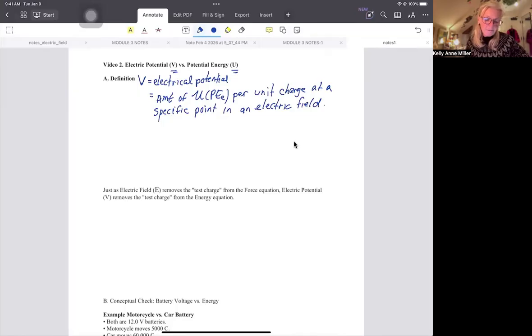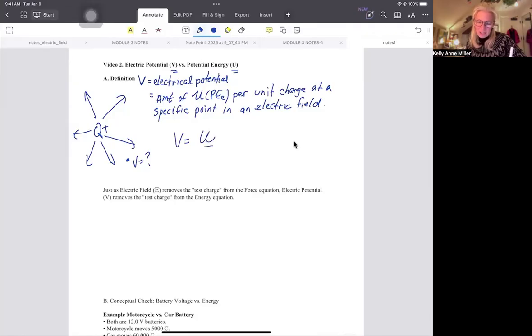Like we might have an electric field that is created by this positive Q, and we might want to know what is the potential at this point here. So we're always talking about potential within an electric field. The symbol for it is V, and it's very easy to calculate. You're just taking the potential energy and dividing it by Q. So it's U divided by Q.